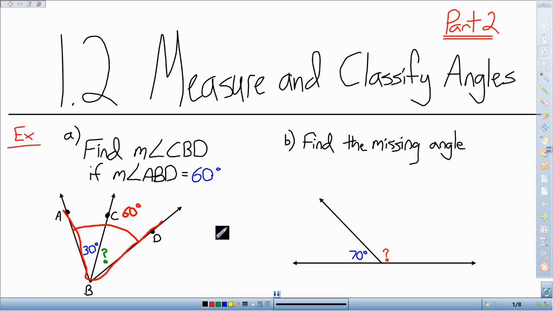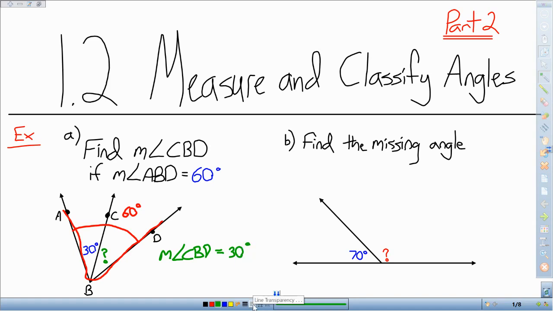Now that I've written this out, it becomes a little easier to understand what's going on here. If this angle is 30 degrees and the whole thing is 60, what does this one need to be? Well, if this is 30, this would also have to be 30, because 30 plus 30 would give us 60, the whole thing. So we don't really need to write an equation out, though we will do it more in the future. For now, that's pretty straightforward. We can say the measure of angle CBD equals 30 degrees.